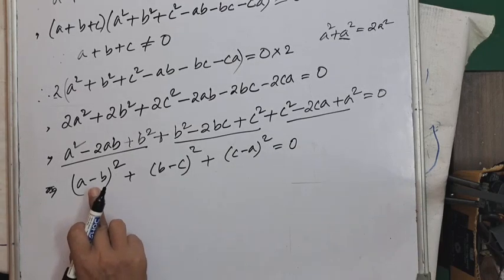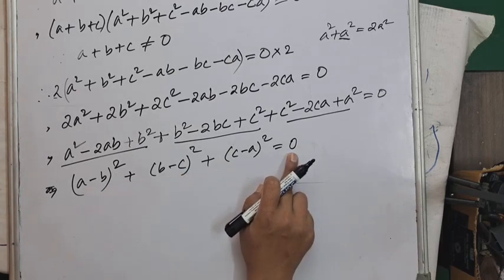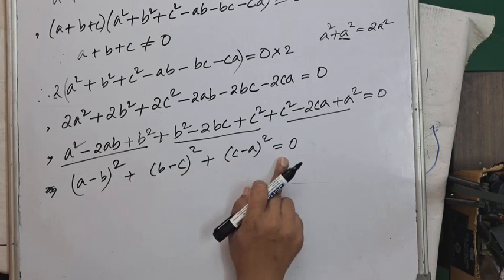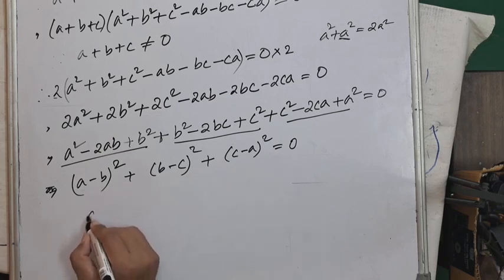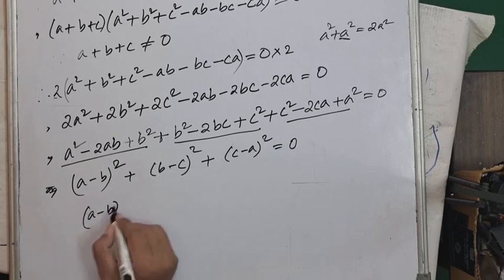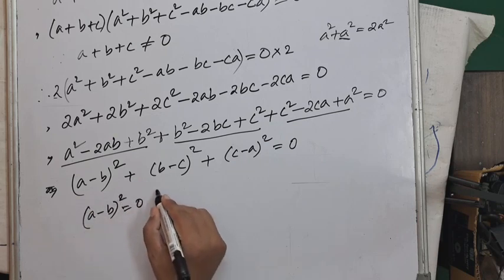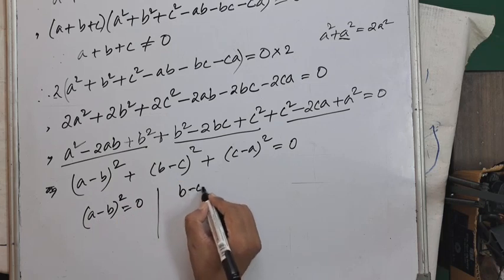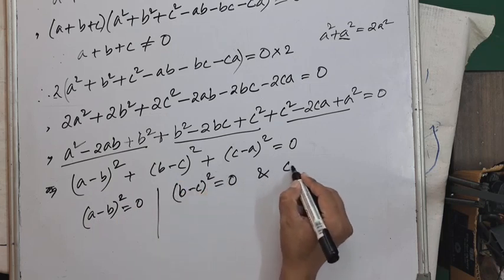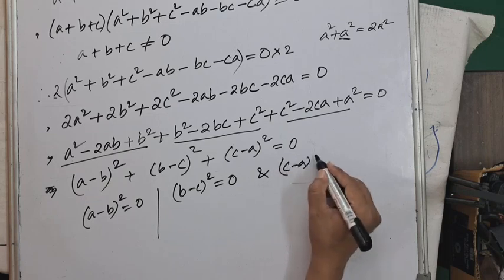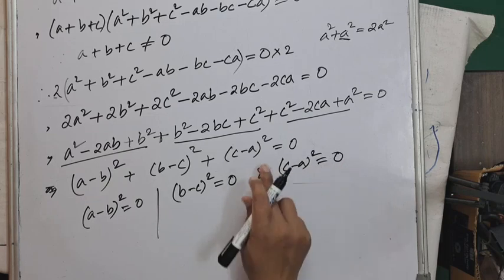Now if the sum of squares equal to 0, then each square must also be equal to 0. Okay, this means a minus b whole square should be equal to 0, and b minus c whole square should also be equal to 0, and c minus a whole square should also be equal to 0.